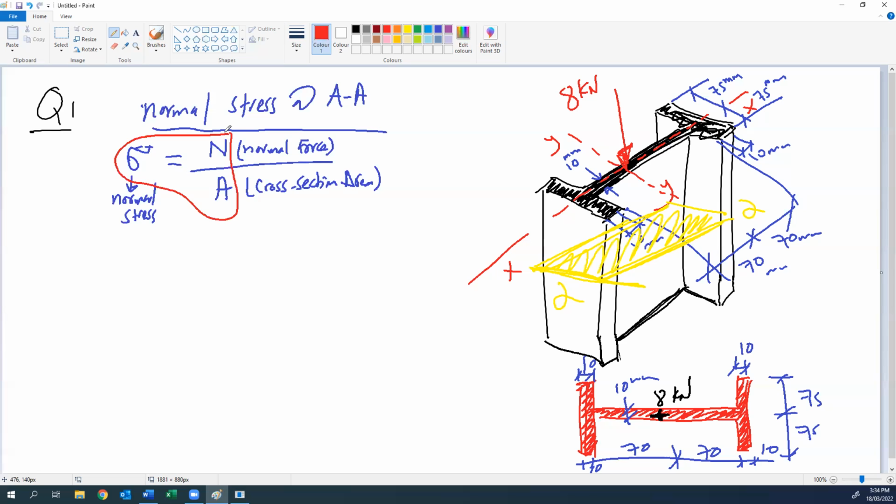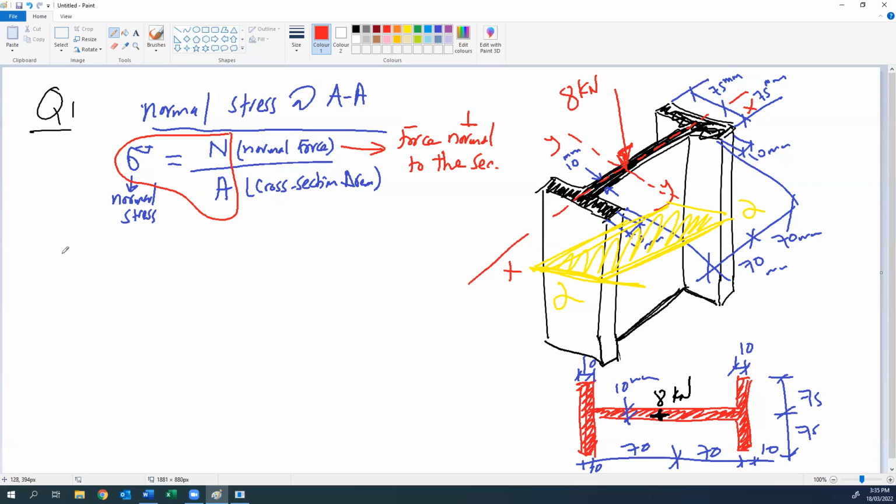Okay, what is meant by normal force? Normal force is the force normal or perpendicular to the section. So any force perpendicular to our section or our cut is called normal force. And the stress resulting from this normal force is called normal stress. Okay? Is that okay for you?